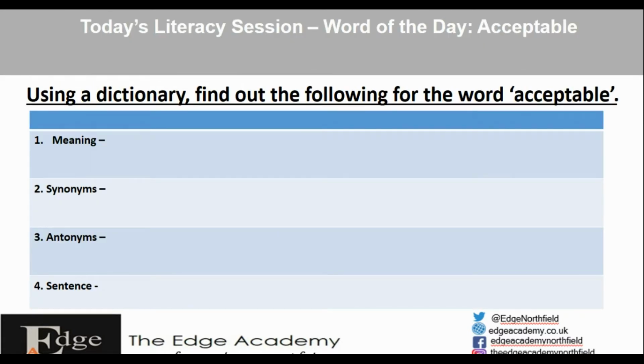So the next session that we're going to do is the word of the day, acceptable. Now what you need to do for this is find out the meaning of the word acceptable, then any synonyms, so words which are similar to acceptable, the antonyms, the words that are opposite to acceptable, and then I want you to write a sentence. So you can now spend approximately 10 minutes on finding the meaning of the word acceptable. If you want to pause the slides now for you to do that task.